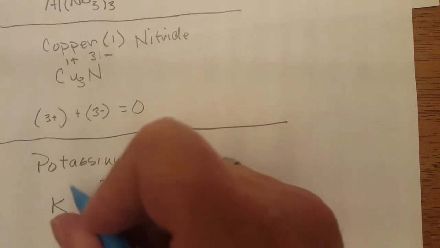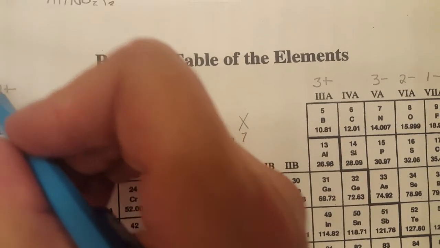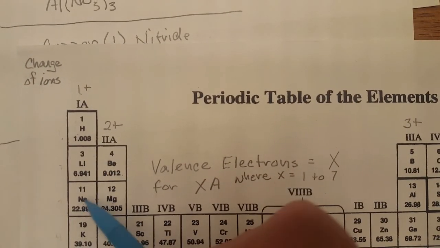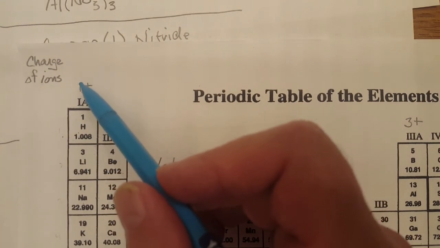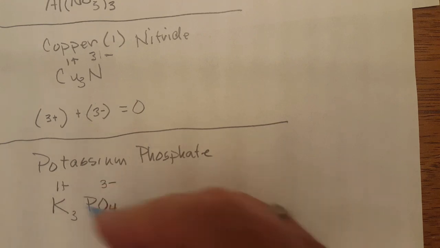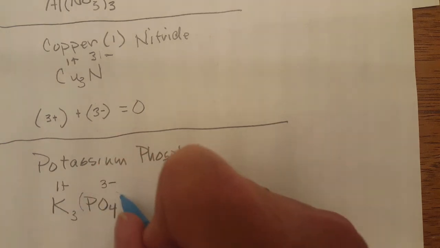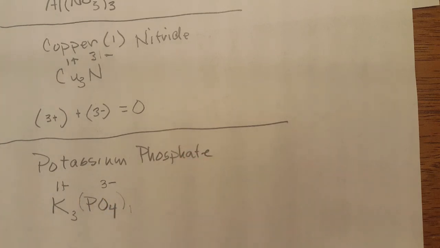Potassium is a charge of 1 plus. How do I know that? I look up my periodic table. Potassium, column 1A. It's going to give up an electron. It's going to end up with a charge of 1 plus. Okay, we're going to cross these. The potassium gets a 3. The phosphate, I'm going to put in these imaginary parens and a 1, just so you don't get confused with that 4. That 4 is part of the phosphate anion, 4 oxygens.